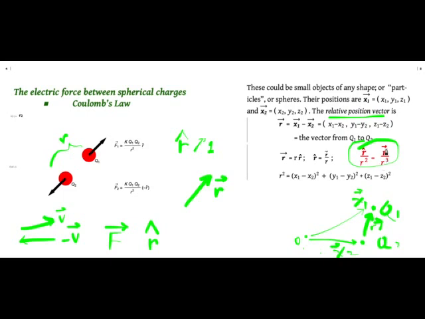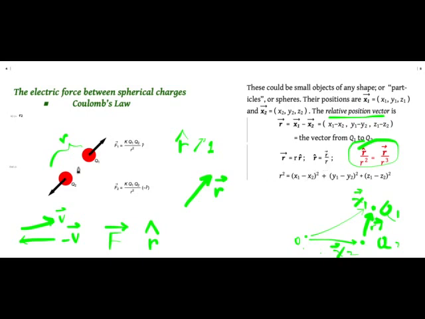Why is that convenient? Well, because r vector can be immediately written down in terms of the coordinates. So when it comes time to do the homework problems, think about writing this as k q1 q2 r vector divided by r cubed. That doesn't mean it's an inverse cube law, because r vector has a power of r in it. So it's an inverse square law as far as the magnitude is concerned.